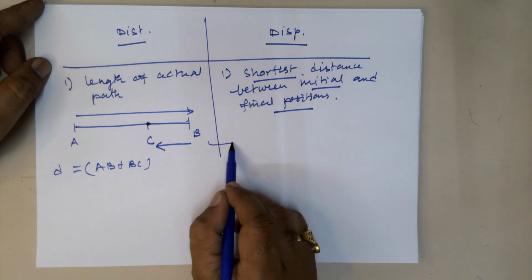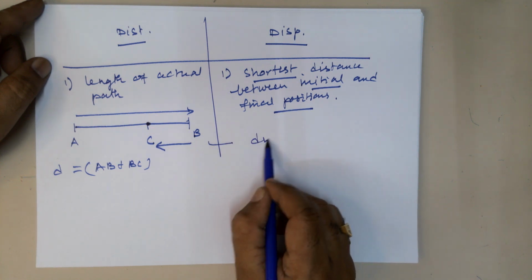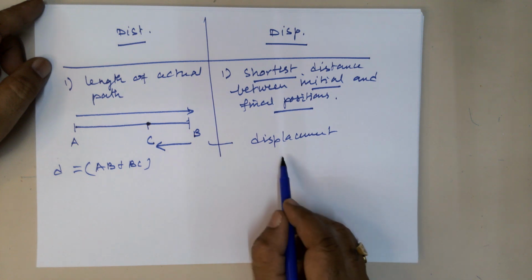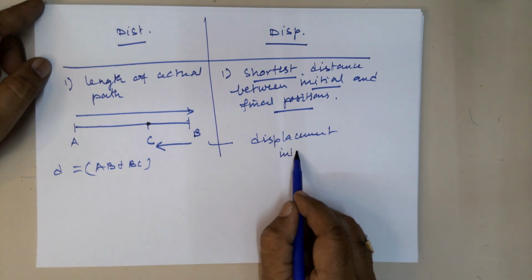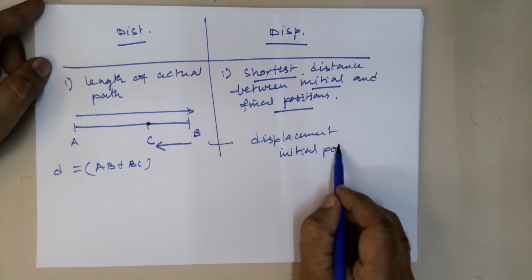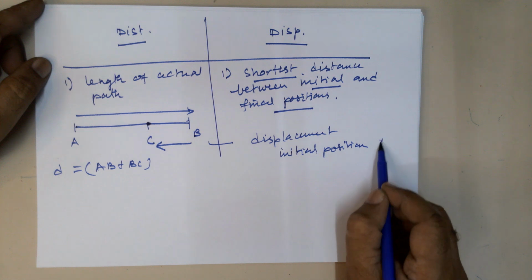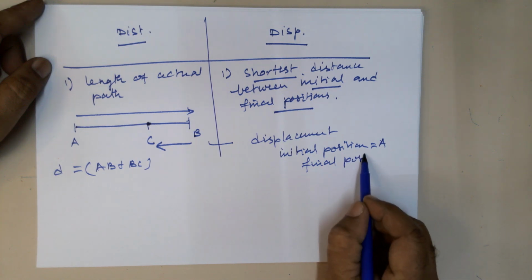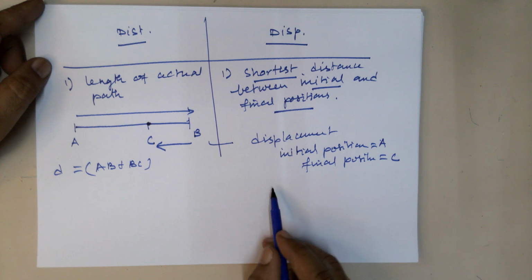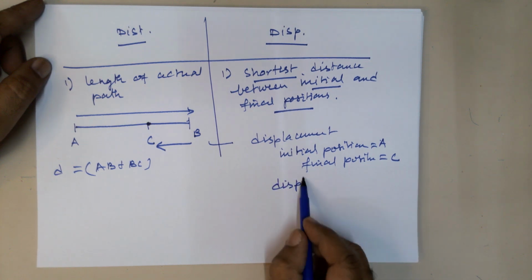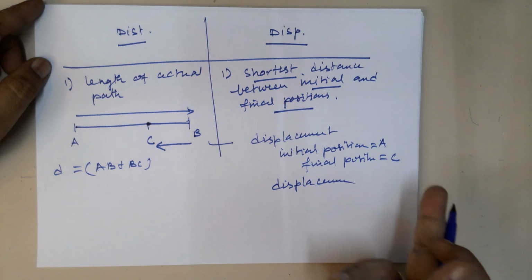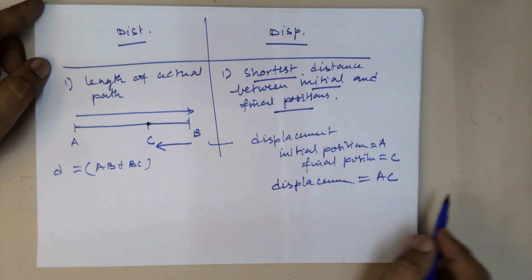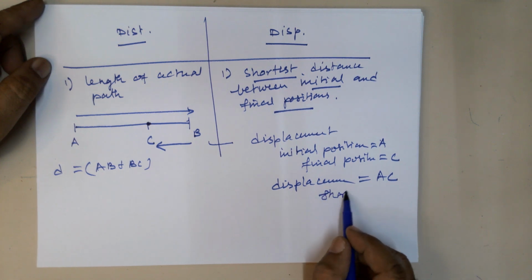Whereas for the same thing, the displacement is, where is the initial position? Initial position is A. Final position is C. Therefore, the displacement is the final position minus initial position, which is nothing but AC. So this is the shortest distance.